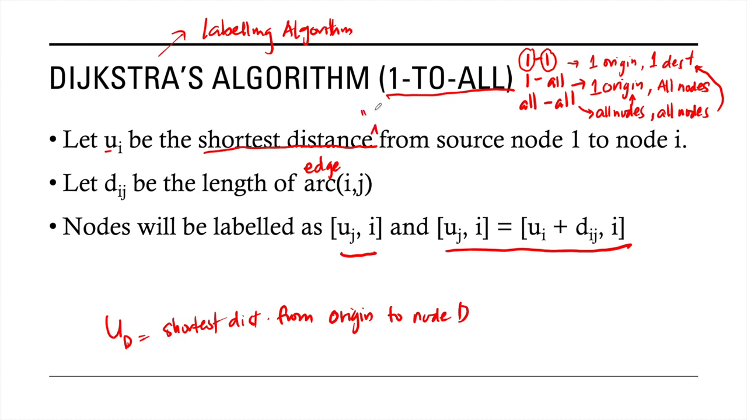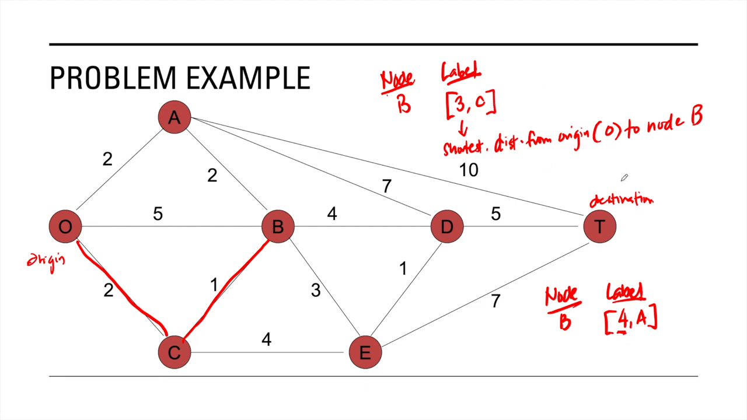Let me insert the condition: so far, or as of now. What do we mean by this? So far, as of now. Given this label of 4A, this is what the label 4A is representing: the path from O to A, and then A to B, with a total distance of 2 plus 2 equals 4. And how can 4 be the shortest distance?